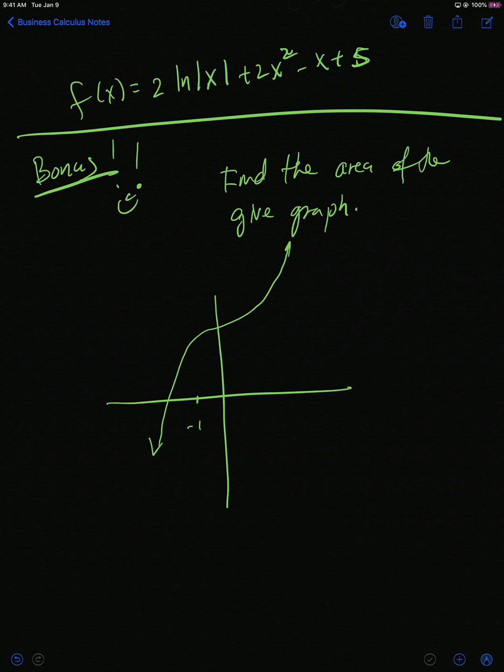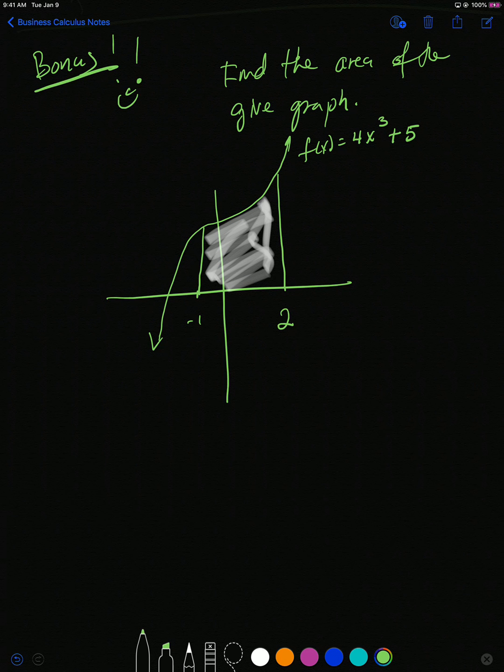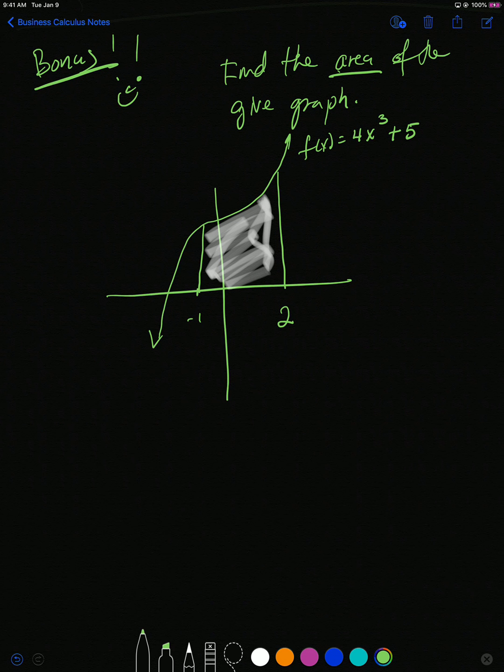This point right here is negative 1, this point right here is 2, and the graph f of x is equal to 4x cubed plus 5. So if this is 1 and that's negative 2, they want us to find the area inside here on the graph. But that's all they give us. And so what we first have to do is set up the integral. We know that to find the area, we need to use a definite integral. The lower limit of integration is where the shading starts. So that's negative 1. The upper limit is where the shading ends. That's 2.